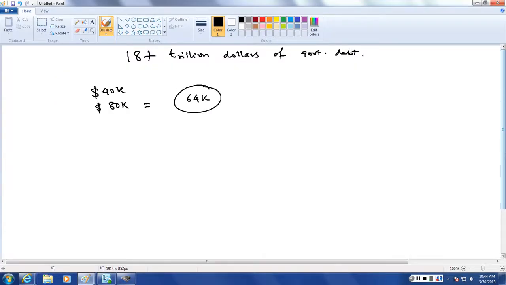So what's really worrisome about this national debt? Let's talk about that briefly. Okay. Now, one difficulty with this debt, so let's look at the problems associated with the national debt.